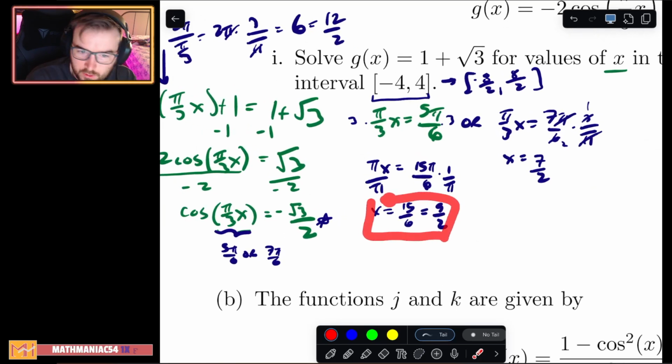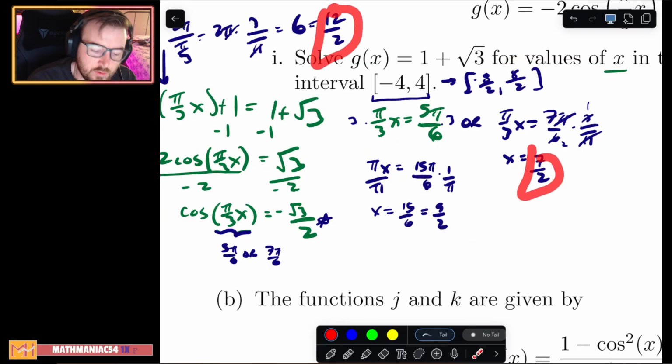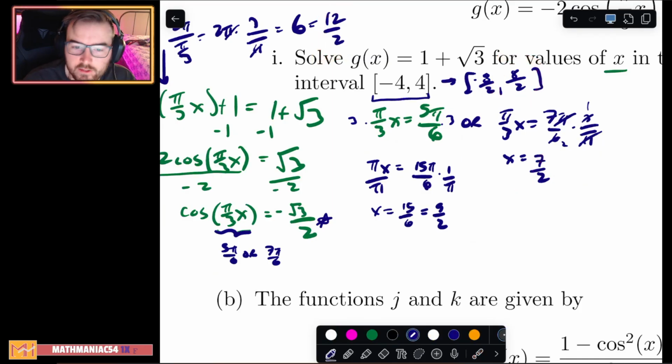If this is one solution, this solution will show up again 1 period later. So what's 5 halves plus 12 halves? Certainly bigger than 8 halves. So adding is not finding me another answer. What's 7 halves plus 12 halves? Certainly bigger than 8 halves. It's not finding me another answer.